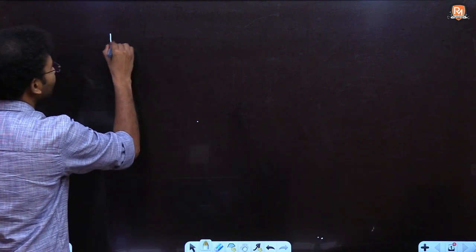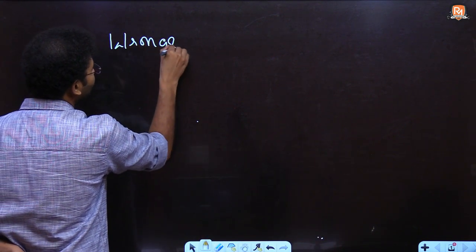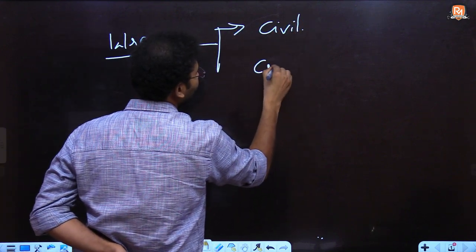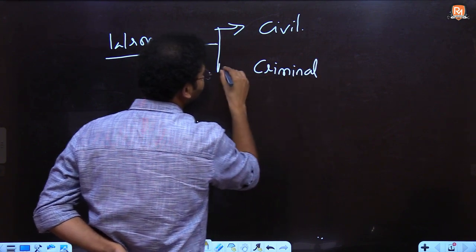The society's wrongs can be of two different types. One, a wrong that can be done in a private space between two individuals, and another, a wrong that will impact the society. For example, you have a rental agreement, and there is some kind of breach of this rental agreement between you and your owner. What kind of wrong is this? This is a civil wrong. Wrongs in the society can be civil in nature and they can be criminal in nature.